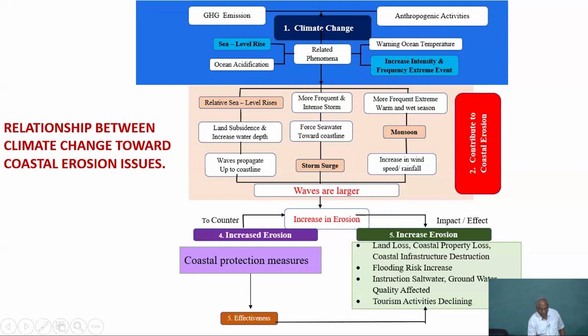So, the final outcomes are land loss, loss of coastal property, loss of coastal infrastructure, then flooding risk, and in fact loss of life also. During the tsunami of 2004, you know what happened. Maybe you were not born by that time, but we all know, we have seen what happened. And then tourism activity is declining, because there are several countries which depend exclusively on tourism. If the beaches are not there, tourism is not going to happen, and it is going to be a big loss for the country.